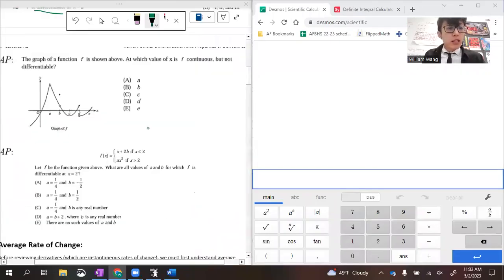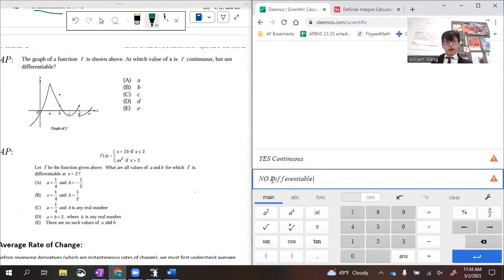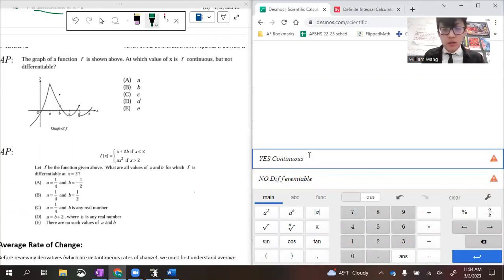All right. Next problem, the graph of a function f is shown above. At which value of x is f continuous but not differentiable? All right, so continuous, not differentiable. Well, let's point out which points are continuous.